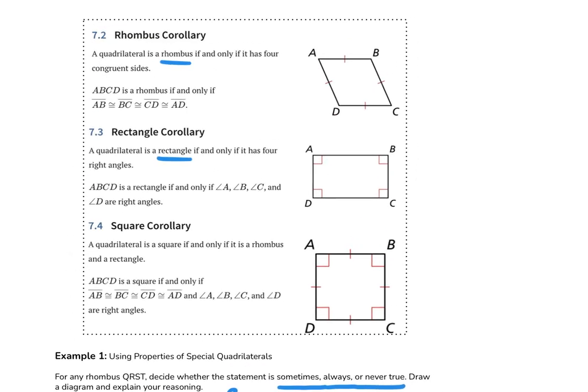If I have a four-sided figure with four congruent sides, I can call it a rhombus. So if I have four congruent sides on a four.